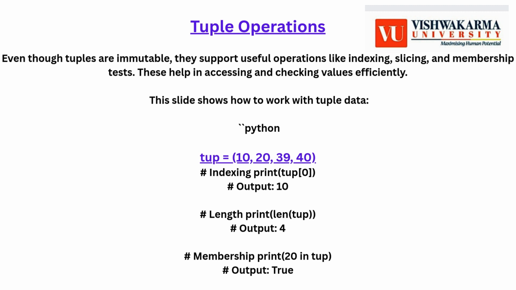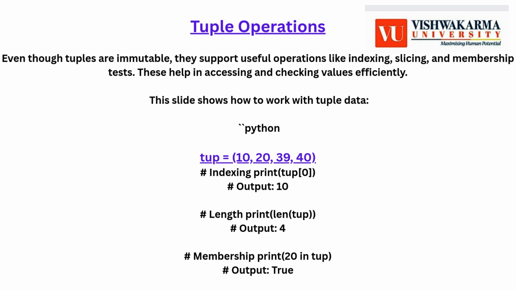In this slide we show how to work with tuple data. First we have taken a tuple in Python, in parentheses, with the values 10, 20, 30, 40, separated by commas. Let's see one by one. First, indexing: tuple in square brackets with 0, where the index starts from 0.